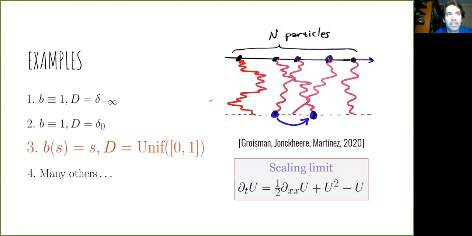Okay, finally, we mention this model that has been studied in this paper. And in this model, we have n particles also. And at rate proportional to n, a pair of particles is selected uniformly at random. And the one located to the left jumps on top of the one located to the right. And okay, this model is obtained by taking these two particular values of b and d. And here the authors prove that it has this scaling limit, that is the Fisher-Kolmogorov equation.